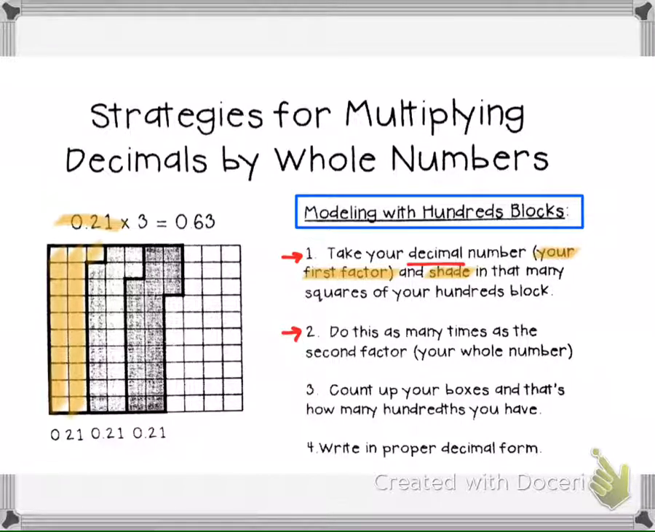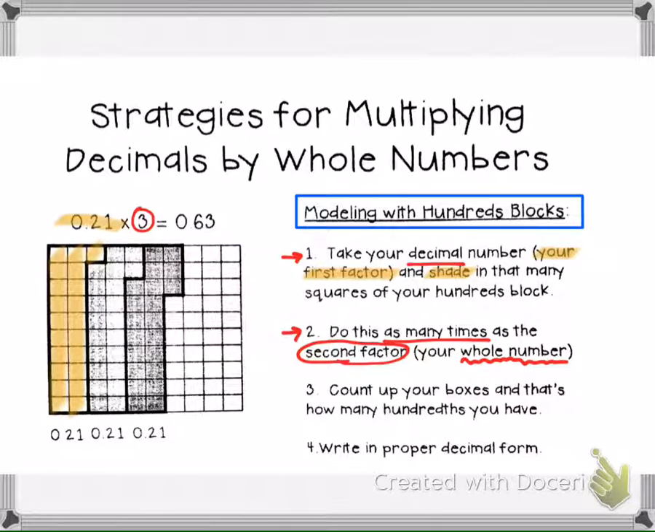Step 2, do this as many times as the second factor. The second factor is our whole number. In this case, the whole number that we have is 3. So we're going to do it a total of 3 times. We already have one time in the orange. I'm going to change colors now, and I'm going to count. Now notice I'm going to pick up right where I left off.